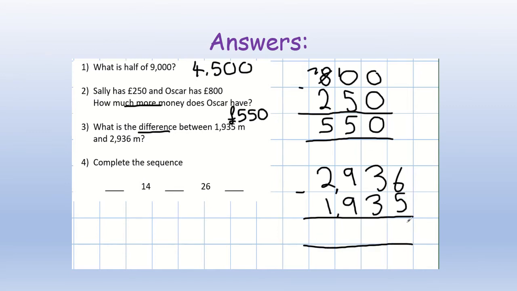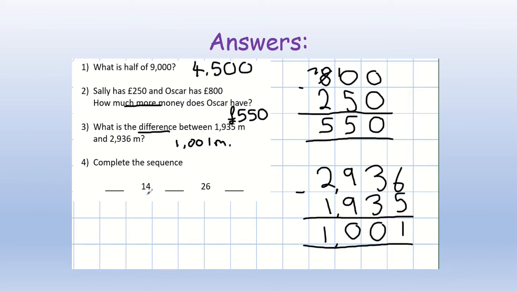So we start with our smallest digits, which are our ones in this instance. 6 take away 5 leaves me with 1. 3 take away 3. 9 take away 9. 2 take away 1. 1,001 metres.